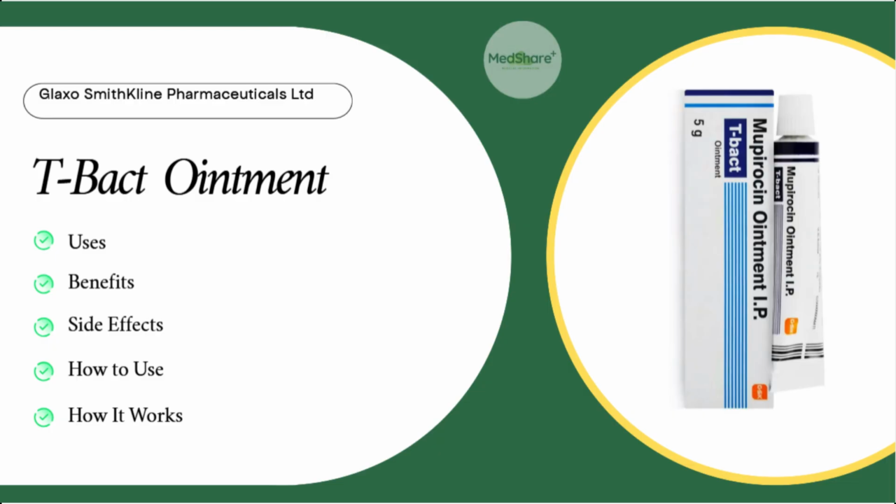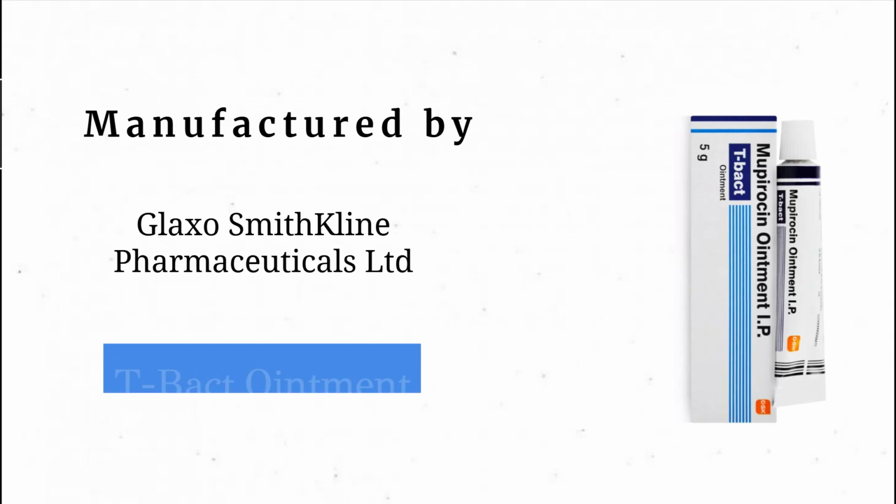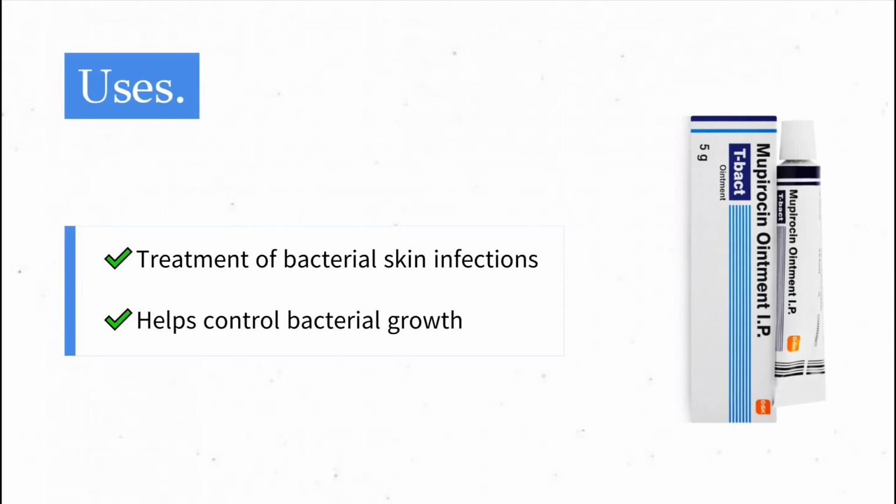In today's video, we will talk about T-BACT Ointment: coverage, uses, benefits, side effects, how to use and how it works. Let's get started. Manufactured by GlaxoSmithKline Pharmaceuticals, Ltd. T-BACT Ointment. Uses. T-BACT Ointment is used in the treatment of bacterial skin infections. It helps treat infections caused by bacteria on the skin.